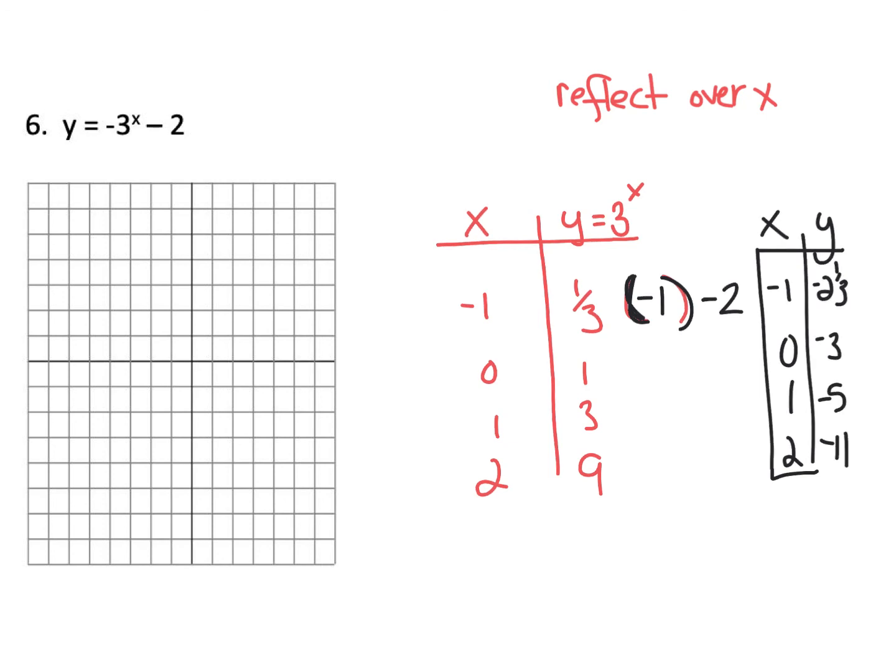And now I'm going to graph those values. I'm just going to also consider my horizontal asymptote will be shifted down 2. I've got a reflection. I'm going to graph these values. And this one's going to be way down here. So my function will look like this.